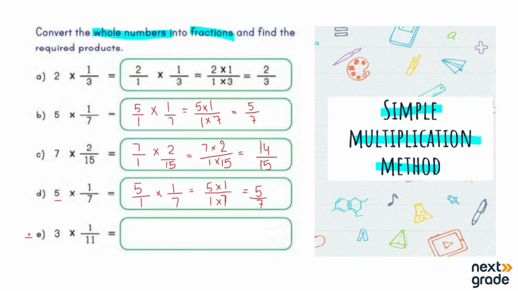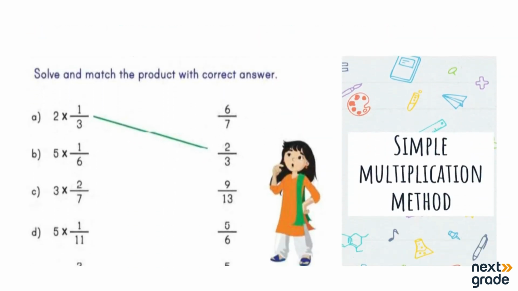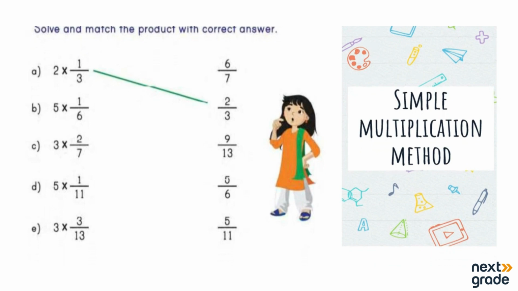Let's look at another example, that is 3 multiplied by 1 over 11. So we are going to convert the number 3 in fraction, and then we're gonna write the fraction, that is 1 over 11, and then we're gonna write the numerators together. Okay, 1 over 3 and 1 into 11. So 3 multiplied by 1 is 3 and 1 multiplied by 11 is 11. Let's move on to the next slide and solve some more questions related to some simple multiplication method.